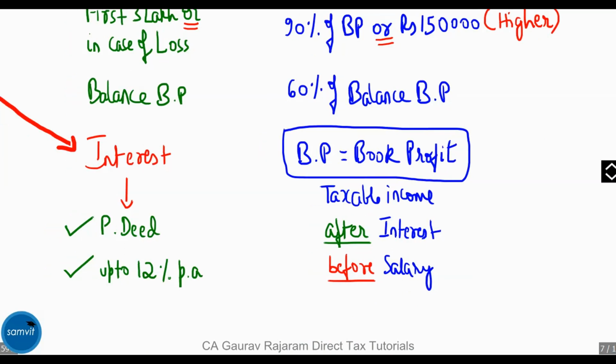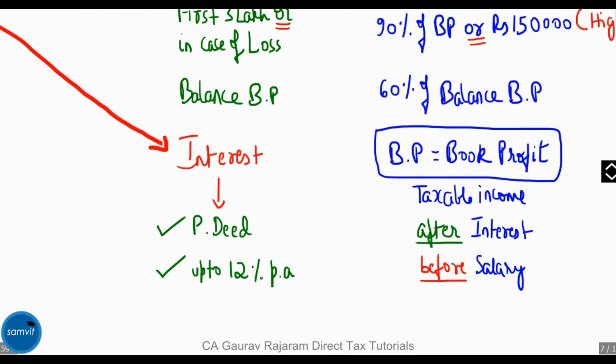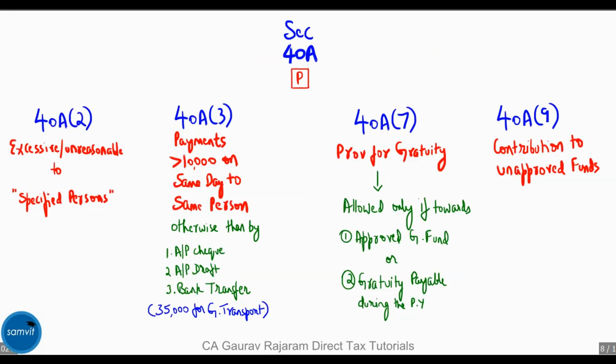The second disallowance under this clause is in relation to interest. Interest will be allowed only if authorized by the partnership deed and only up to 12% per annum. The next disallowance is Section 40A. Do not get confused with Section 40 Clause A. The first one is 40A subsection 2 for excessive and unreasonable expenses.